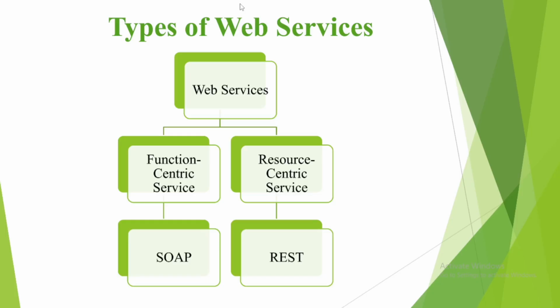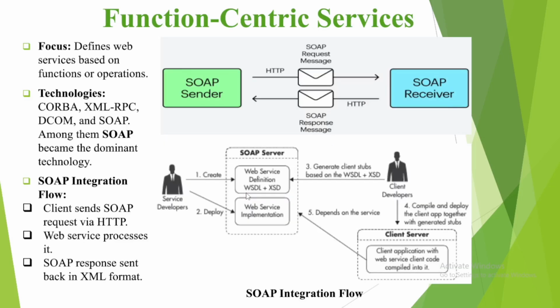Now, let's talk about types of web services. We see here there are two types of web services, function-centric web service and resource-centric web service. Let's talk about function-centric web service. Function-centric web services are designed around a specific task rather than focusing on data or resource. There are many technologies like CORBA, XML-RPC, DCOM, and so on. Among them, SOAP became the dominant technology.